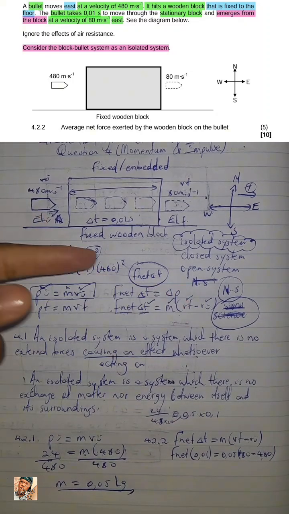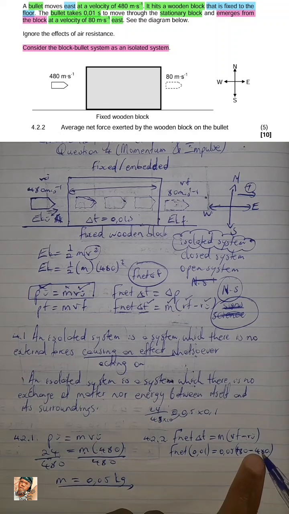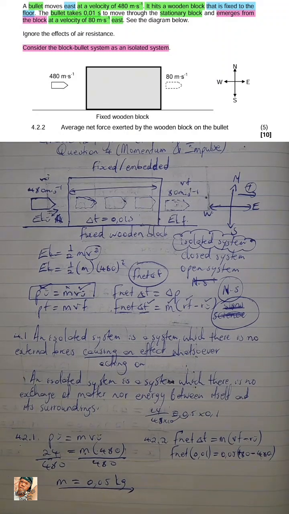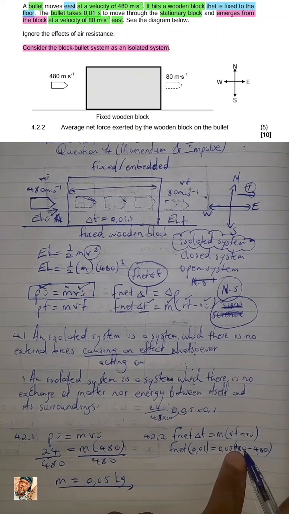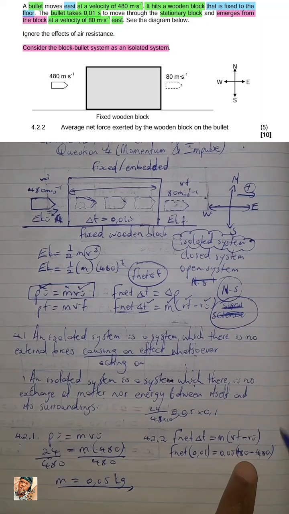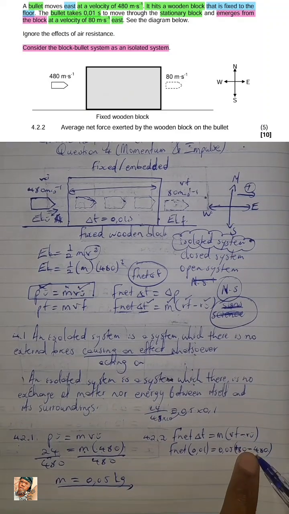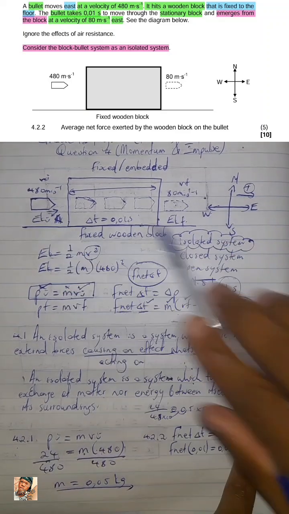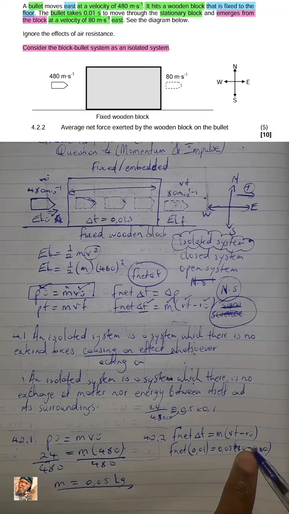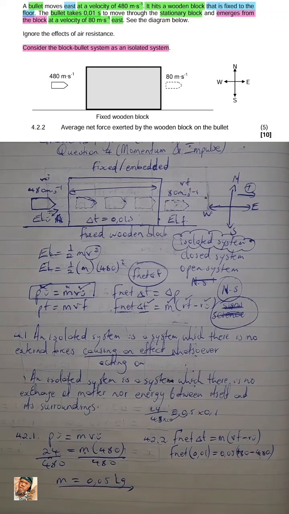So the fact that it was going to the east, we're going to write the final velocity and the initial velocity as positive. So that means we have positive 80, which is the final velocity going to the east, minus of the formula, then plus 480 because initially it was going to the east. So negative multiplied by positive is still going to be negative. Let me write that neatly.